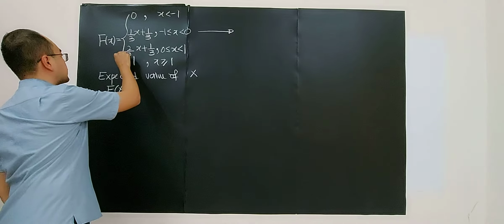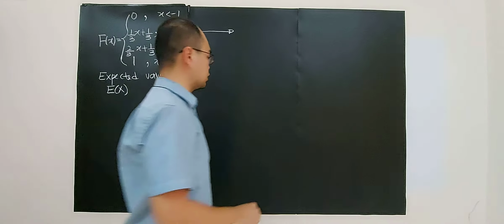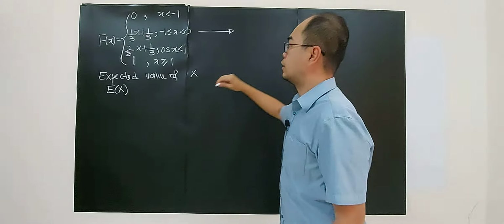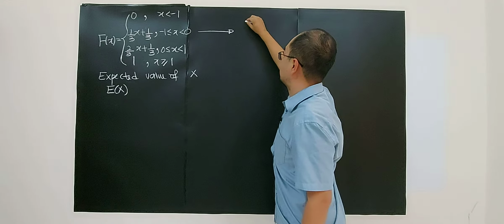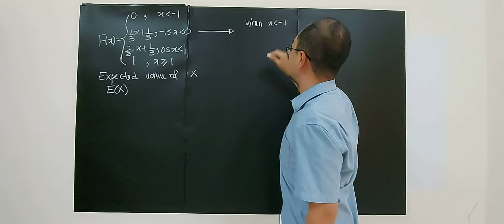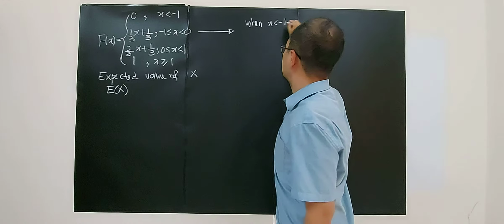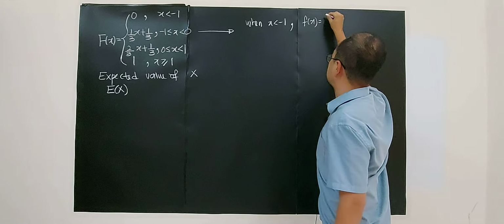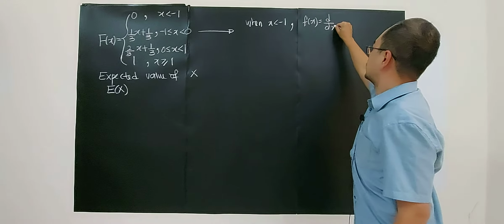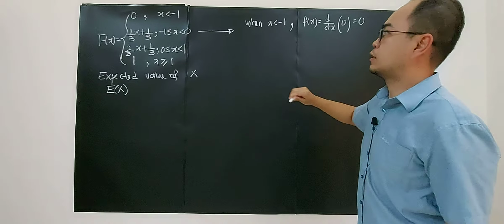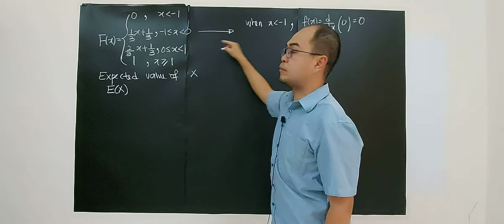You already have the knowledge to convert into the probability density function. For this, you have to use differentiation, interval by interval. When x is less than -1, the probability density function is d/dx of 0, so you are still getting 0. So we go interval by interval.